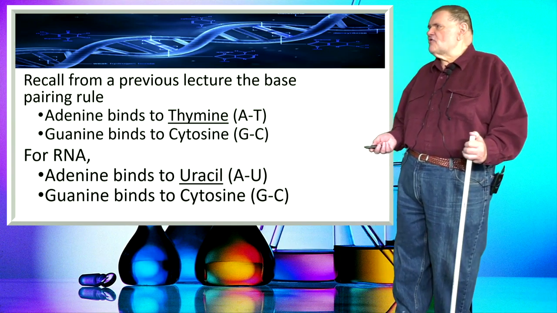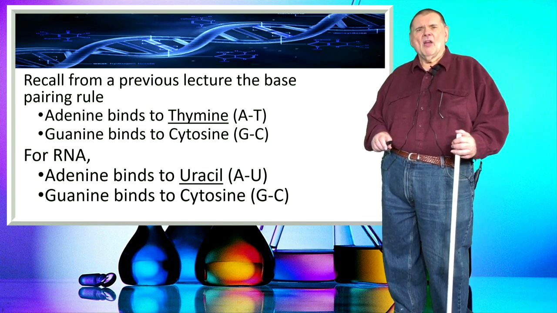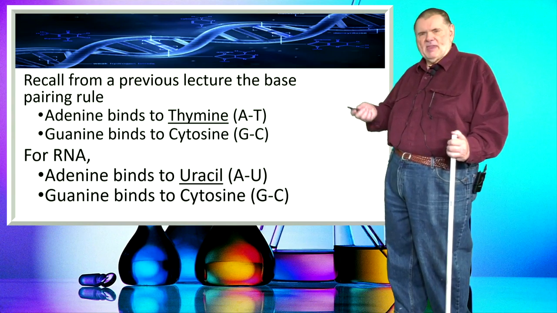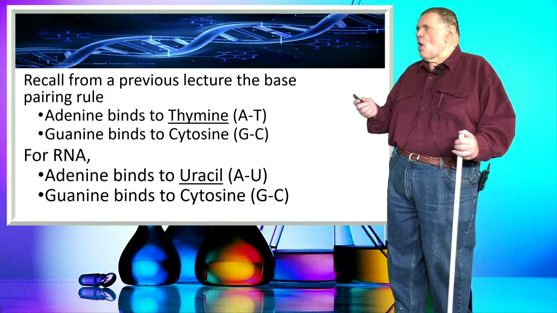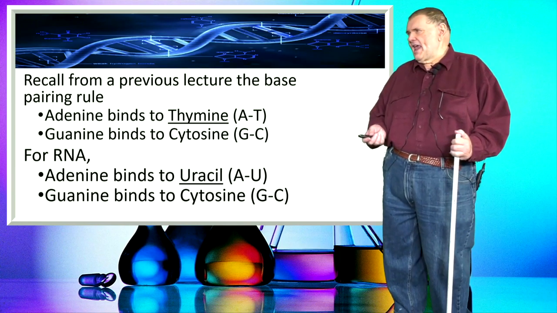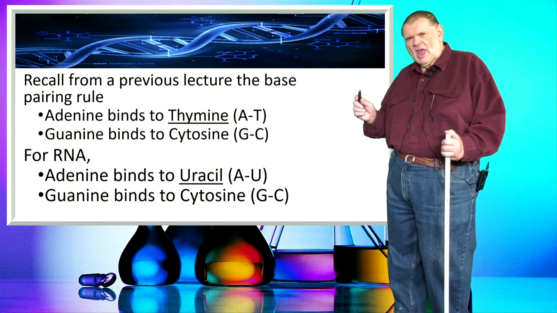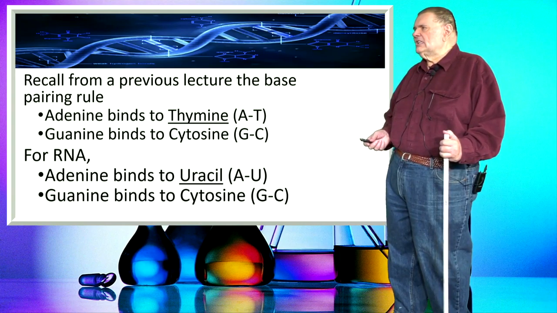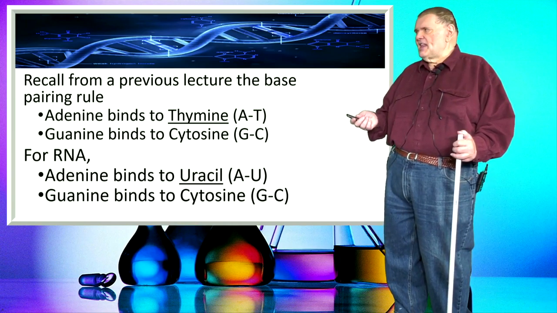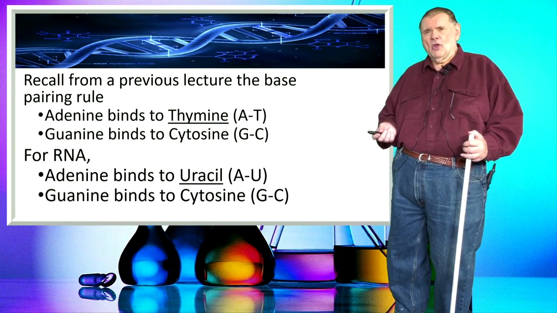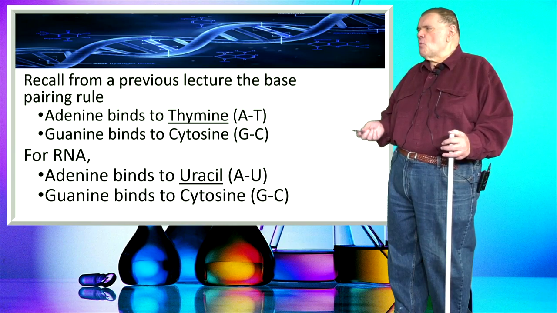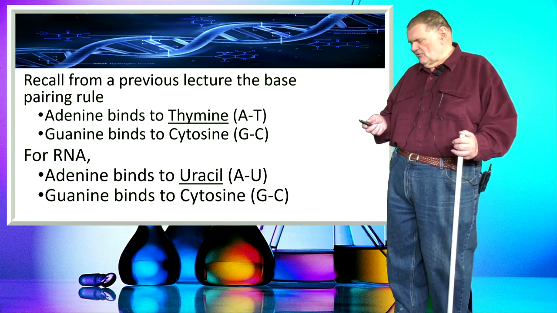Now, in a previous lecture, we talked about the base pairing rules for replicating DNA. Adenine is always bound to thymine, or A to T. Guanine always binds to cytosine, or G to C. For RNA, it has one change in it that's very important. There is no thymine in RNA, it's uracil. So the adenine binds to uracil, which is A to U, just in RNA. The guanine still binds to cytosine, so it's G to C.